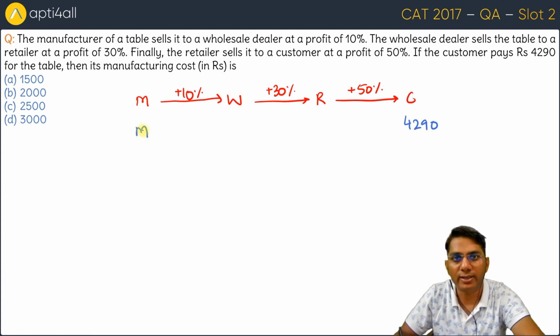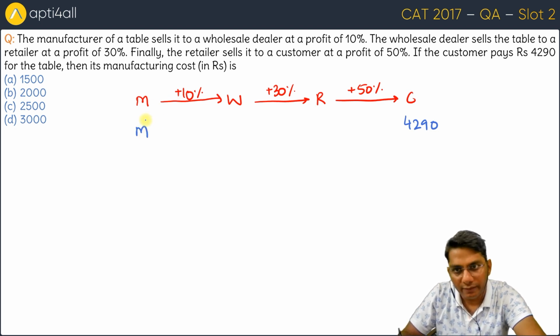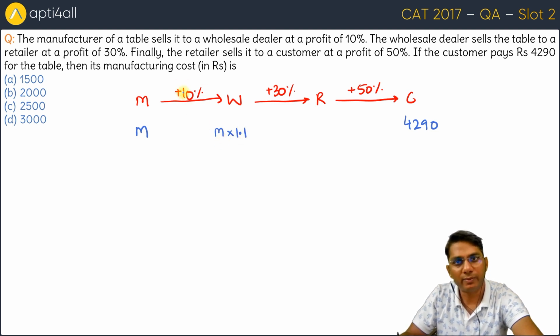So let's say the cost of manufacturer is M rupees. So this manufacturer sells it to the wholesaler at a 10% profit. So the cost price for the wholesaler will be 10% more than M. So this will be M into 1.1. Multiplication factor for 10% is 1 plus 10 by 100. So M into 1.1. Now the wholesaler's cost price is this, and he earns a profit of 30%. So the wholesaler sells it to retailer at a price which is 30% more than this price. So 30% more than this will be this price into 1.3.